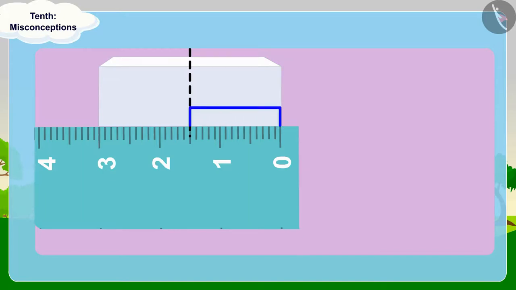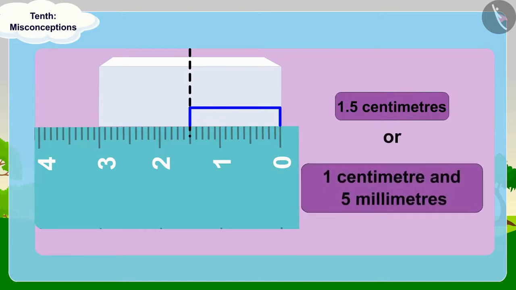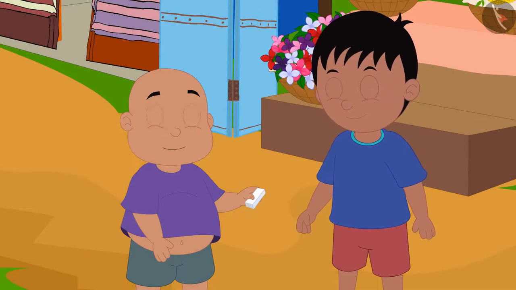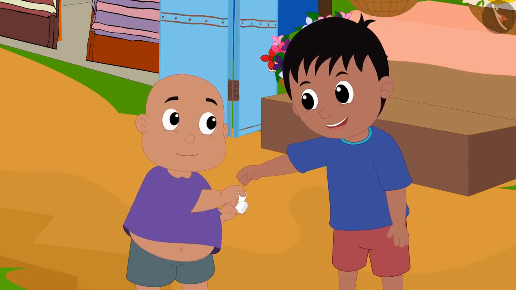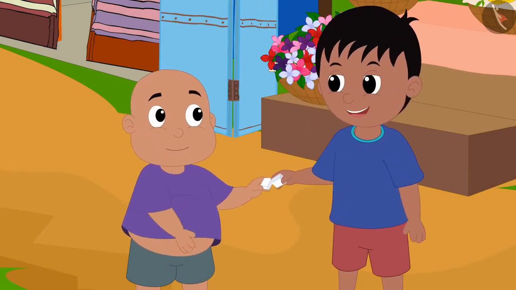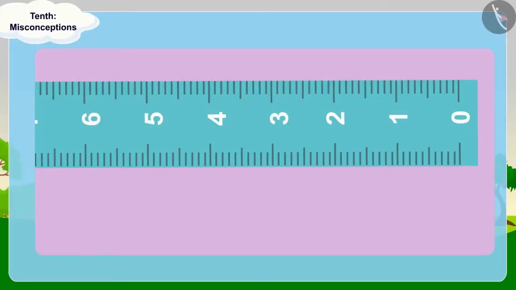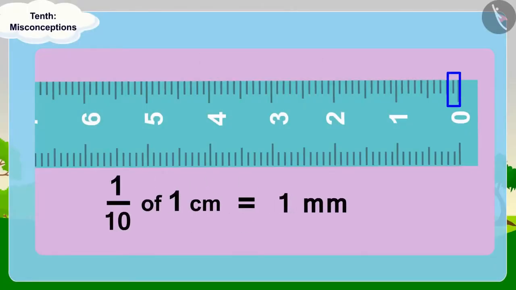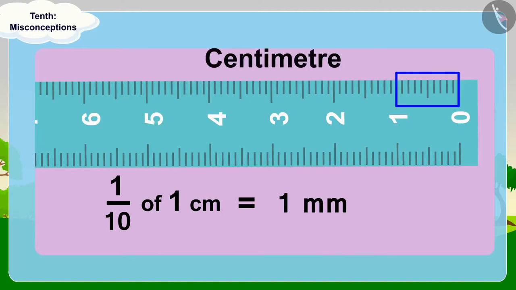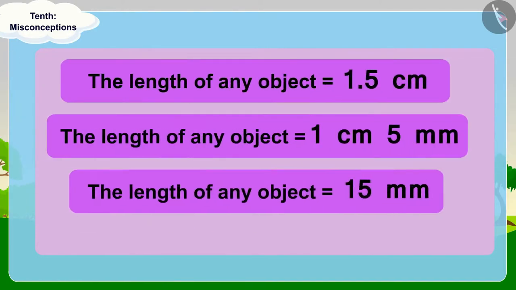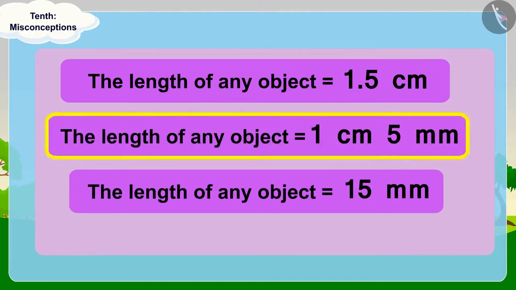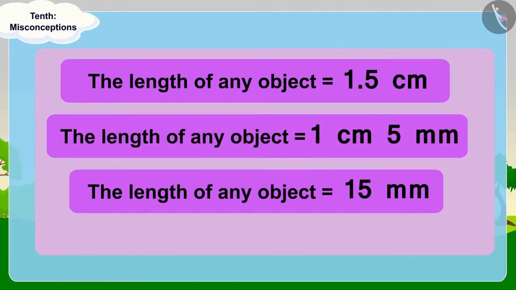Half of the eraser is 1.5 centimeters or 1 centimeter and 5 millimeters long. Raju and Bablu split the eraser in half. Children, because a millimeter is 1/10 of a centimeter, we can write the length of any object in these three ways and it is exactly the same.